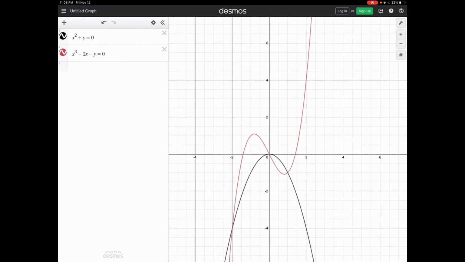So here is the first place where they cross. So the first point of intersection is -2, -4. Here is the second point of intersection. It's the origin. And here is the third point of intersection, 1, -1. So this system has 3 solutions, -2, -4, 0, 0, and 1, -1.